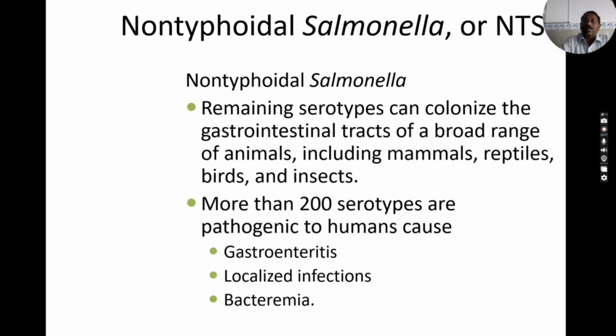So a word about the non-typhoidal Salmonella, call it NTS. The remaining non-typhoidal Salmonella serotypes can colonize the gastrointestinal tracts of a broad range of animals, including mammals, reptiles, birds, and insects. More than 200 serotypes are pathogenic to humans. So they cause gastroenteritis, localized infections, and bacteremia. Okay, so these are some of the non-typhoidal Salmonellas.